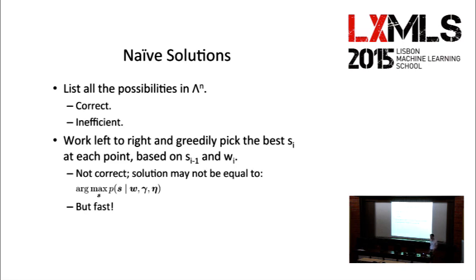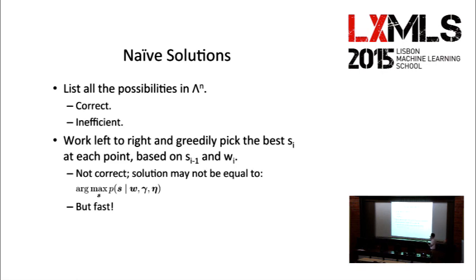Okay, here's another solution that people are sometimes tempted by, and I want to just head it off right away. You could start at the left end of the sequence and go left to right and say, well, given what I've seen up till now, what's the best state I could pick, and then pick that state, and then move on. Sort of greedily choose a state given the word and the previous state. And you could do this, and you would get an answer. The problem is it's not actually correct. You may not get the globally best sequence of states.